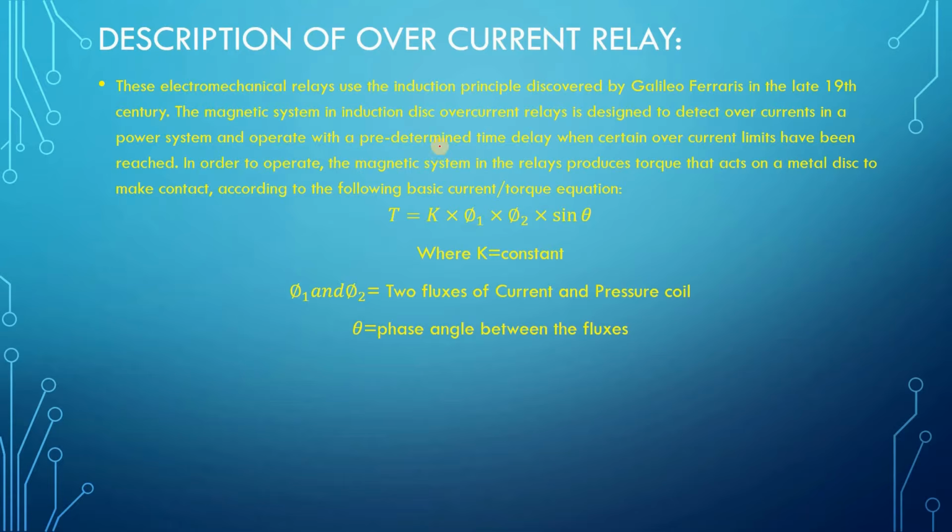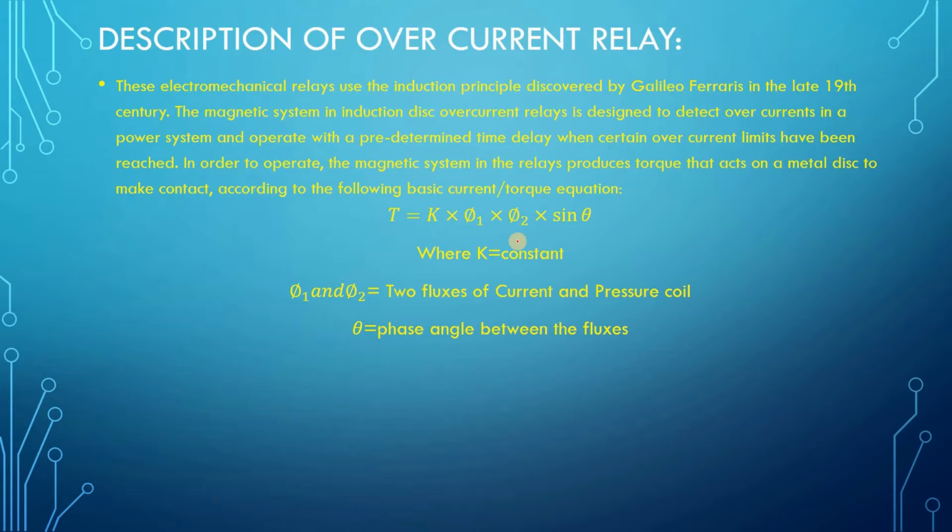So if we see how the overcurrent relay works, this electromechanical relay uses the induction principle, discovered probably in the late 19th century. As you can see, this is the general concept. The magnetic system in an induction disk overcurrent relay is designed to detect overcurrent in the power system and operate with a determined time delay when a certain overcurrent limit has been reached.